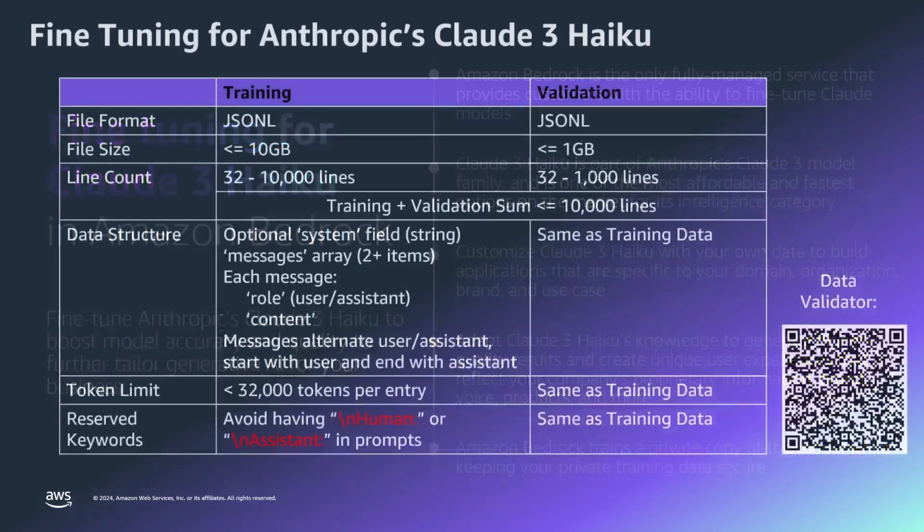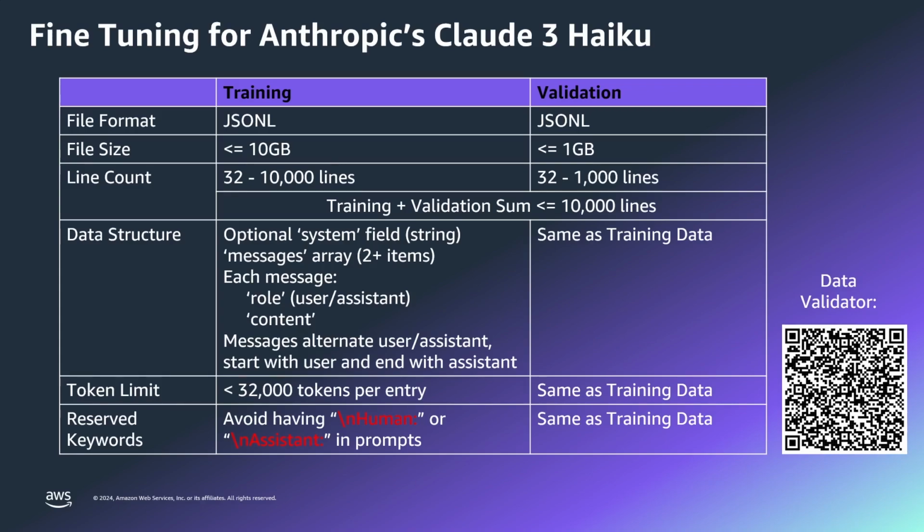When it comes to fine-tuning Anthropic's Claude Haiku models, the first thing you have to do is look at your data sets. And there are two data sets that are involved in training Haiku, and that's your training data set and your validation data set. There are some specific parameters that you have to follow in order to make your training successful. And the first one is the file format. The file format is JSON-L or JSON lines.